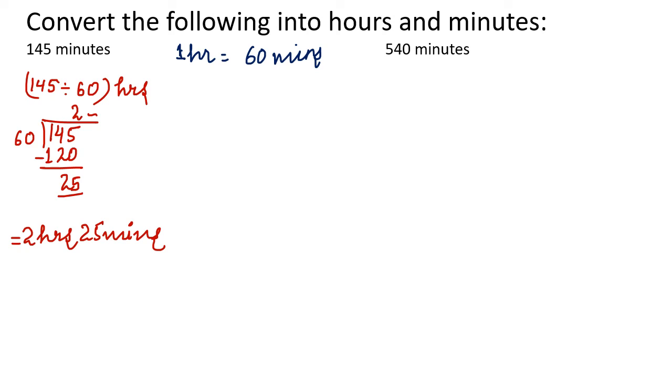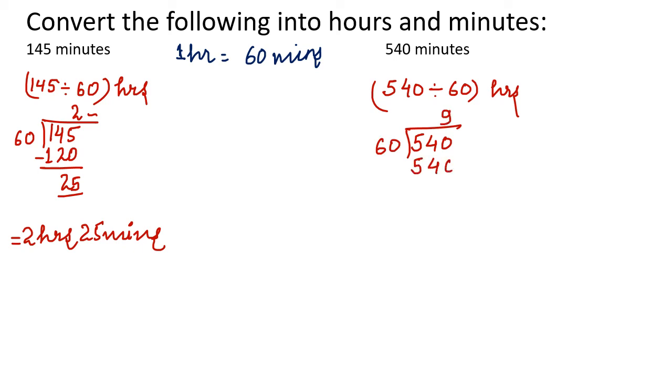Next is 540 minutes. It will be equal to 540 divided by 60 hours. So divide 540 by 60. So 6 nines are 54, which means 60 nines are 540. After subtracting, we got 0 as remainder. So 9 is the quotient, means 9 hours, and 0 remainder means 0 minutes. So 540 minutes is equal to 9 hours 0 minutes.